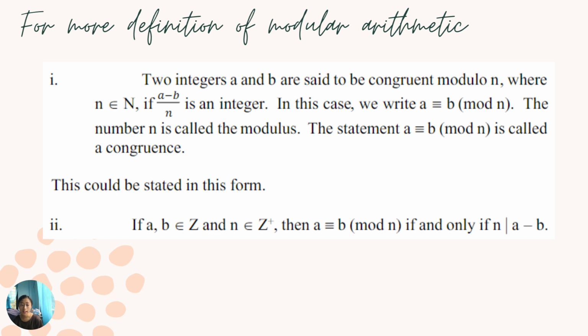Second, this could be stated in this form. If a, b is an element of Z and n is an element of Z, then a is congruent to b modulo n if and only if n divides a minus b. So, remember this formula: a minus b over n.